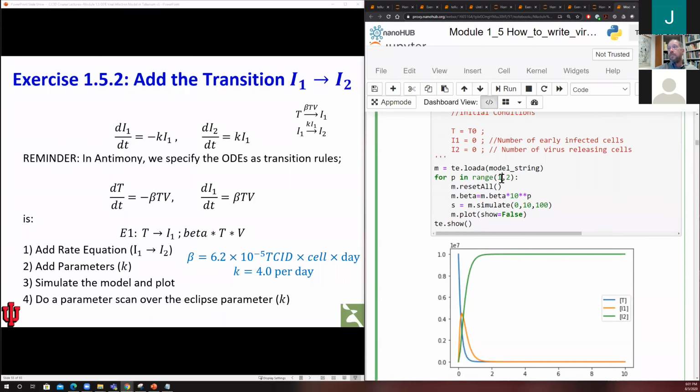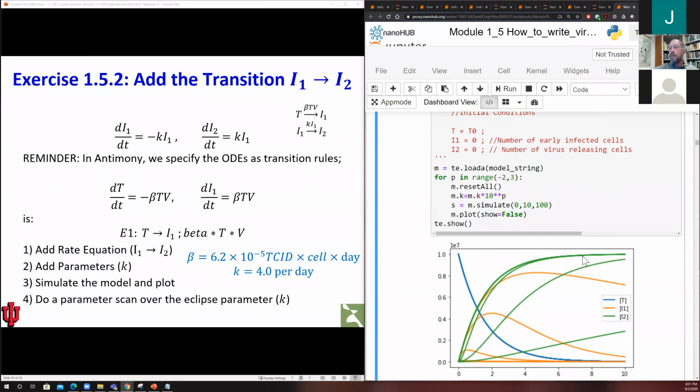So now I can turn my parameter scan back on, do -2 to 2 again. And instead of scanning beta, I'm going to scan K. And I'm going to see what happens. It's a little bit of a mess here. So let me look at one of the variables by itself, time, comma. Which one shall we pick?